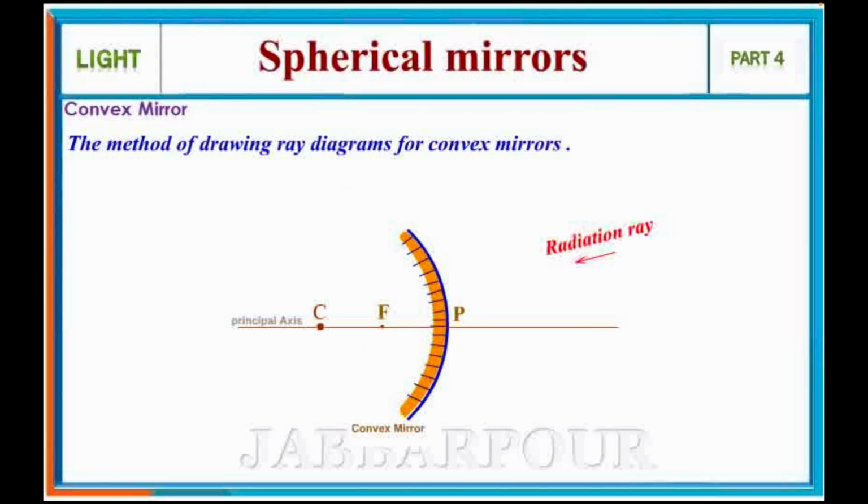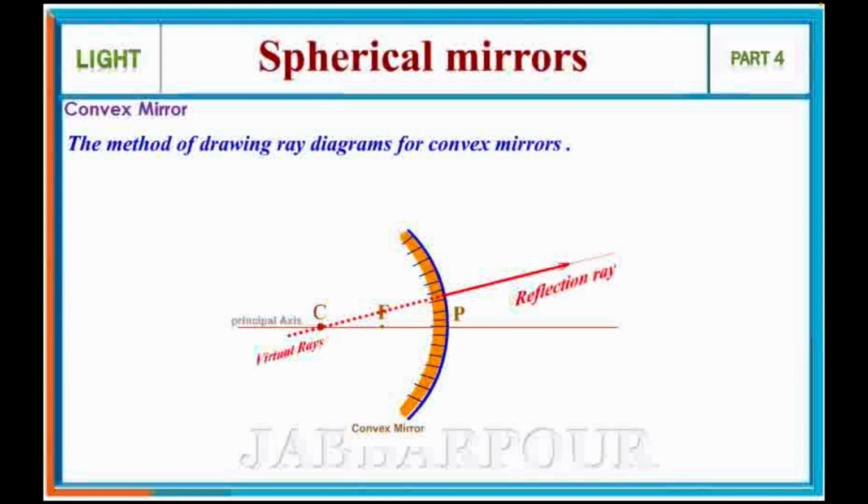The ray directed toward the center of the mirror. Since the center of the mirror is behind the mirror, the ray diverges and appears to come from the focal point.